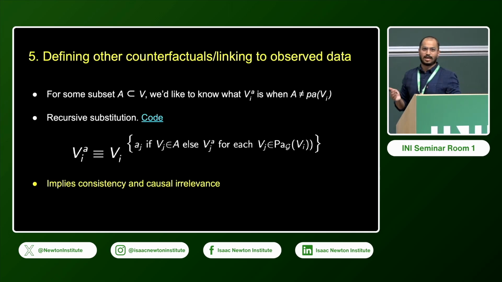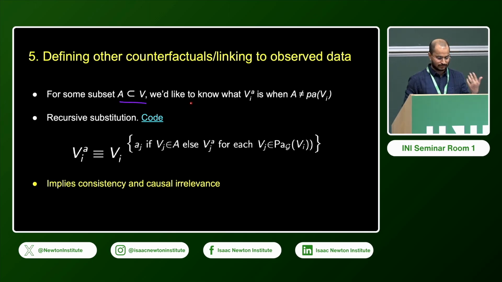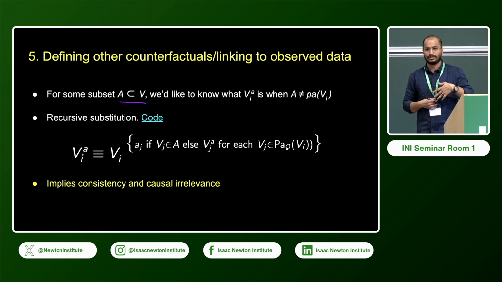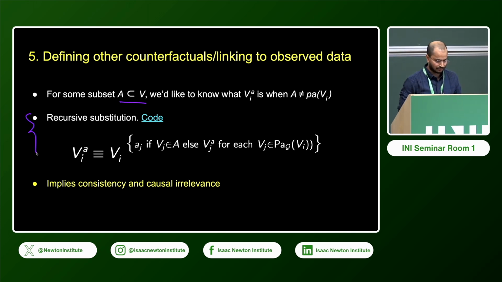Okay, the last step is that you have to define other counterfactuals, and you need to link to the observed data. And that's done via recursive substitution. So let's say for some subset A that you're using as your treatment, we'd like to know what these models say about the potential outcome V_i(a). So what happens to V_i when I intervene on A and set it equal to little a? And in particular, A may not be equal to all the parents of V_i. So far, we've only said what happens when I intervene on all of the parents of a variable. And that's given by this definition of recursive substitution.